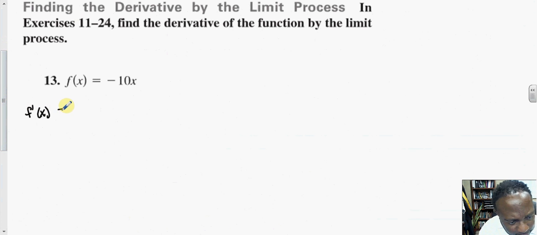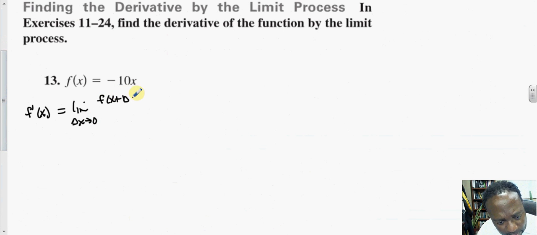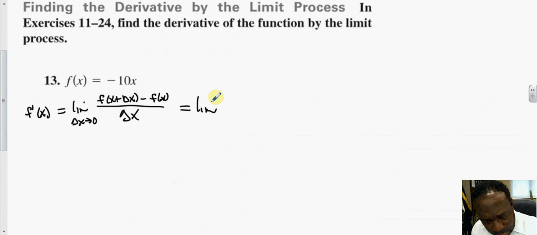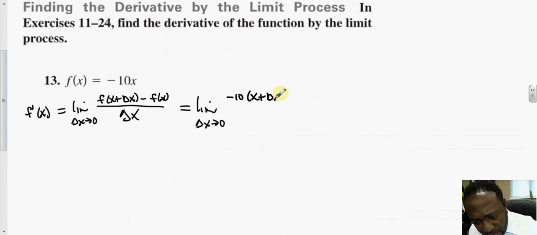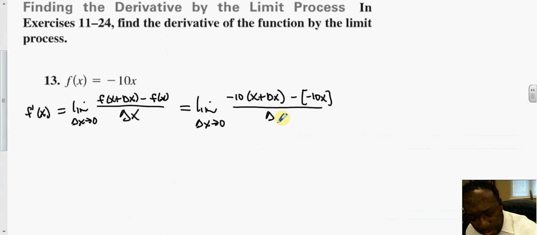So f prime of x is said to be the limit as delta x goes to 0 of f of x plus delta x minus f of x, divided by delta x. The f of x plus delta x simply says wherever you see x, you write in parentheses x plus delta x. So this is negative 10 times (x plus delta x). Now minus f of x. Minus here f of x is negative 10x. That's all over delta x.